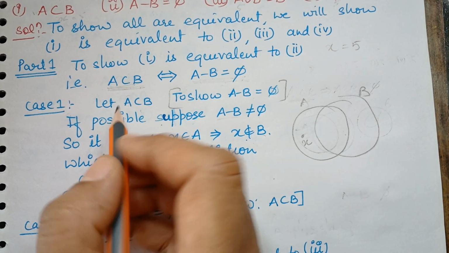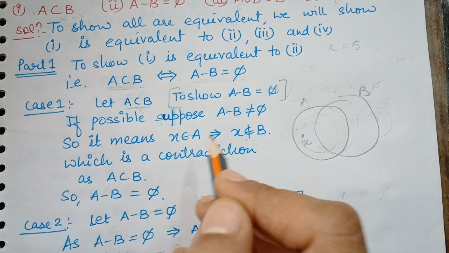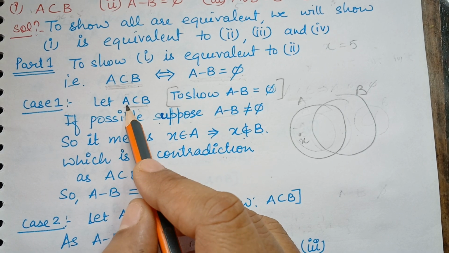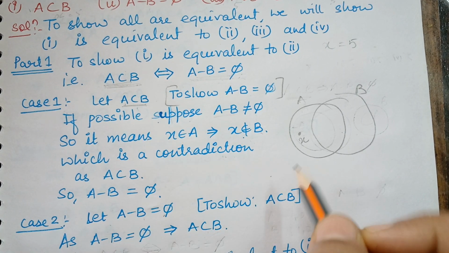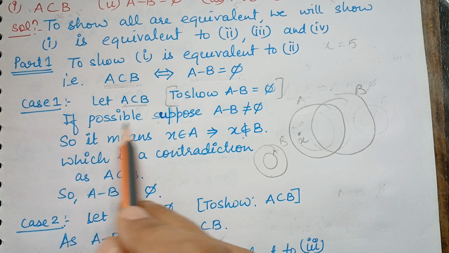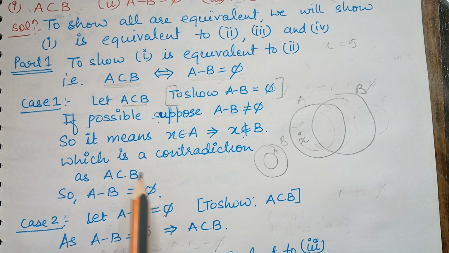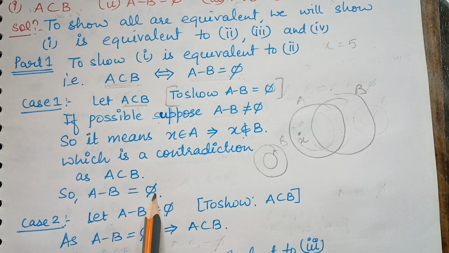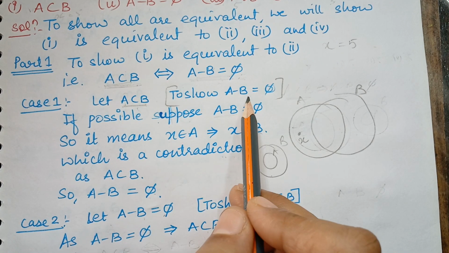Why is it a contradiction? Because A is completely contained in B. So there is no element which belongs to A but doesn't belong to B, because A is completely there in B. So it means whatever we have assumed was wrong. It means A minus B is equal to 5. So we started from here and we reached here.